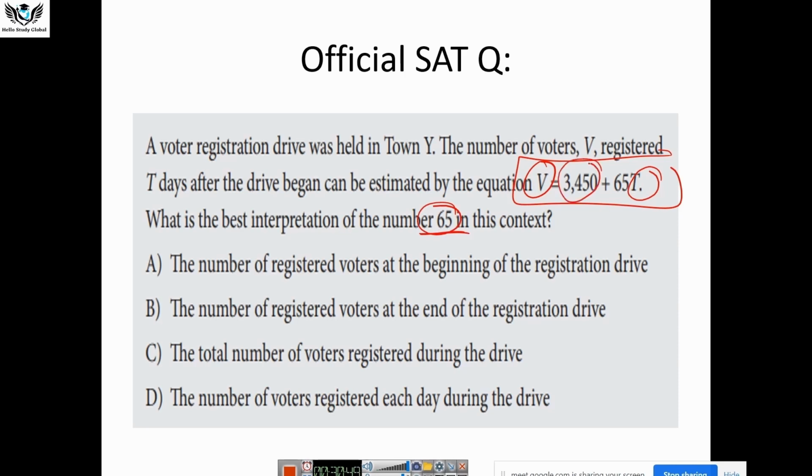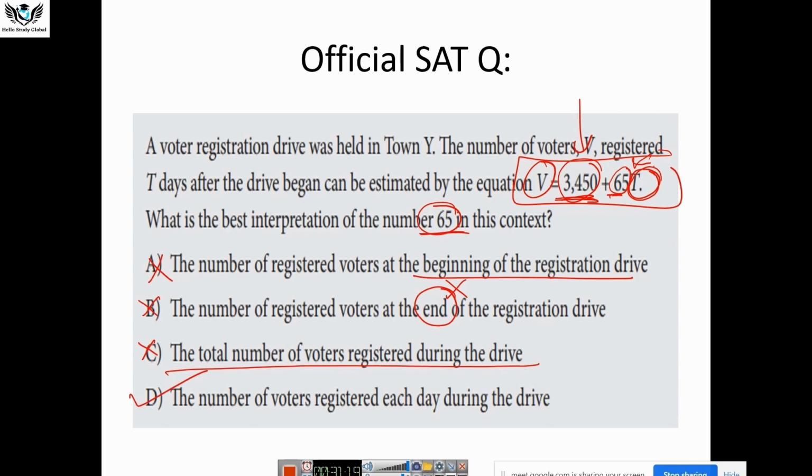So 3450 would be the initial number of voters and 65 would be the number of voters per day into the number of days. 65 would not be the number of voters at the end of the registration, because we do not know the value of T. We cannot calculate that. Number of registered voters at the beginning, that would be 3450, not 65. Total number of voters registering during the drive, again we do not know the value of T, so we cannot put a fixed value over here and find out the total number registered.